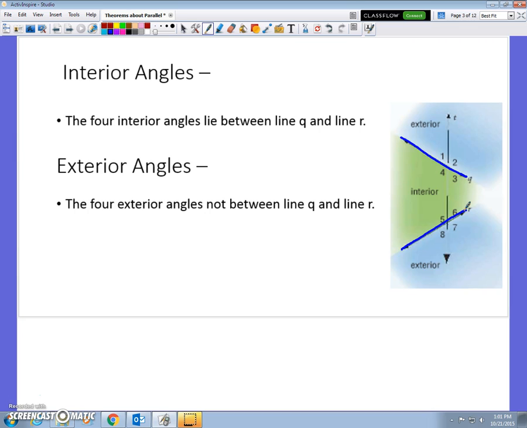Okay, the interior angles are the angles in between. So angle 4, angle 3, angle 5, and angle 6. Okay, those are all interior angles. The exterior angles are on the outside, so those would be considered angle 1, angle 2, angle 7, and angle 8. All right, so interior on the inside and exterior on the outside, basically. All right, so just a little bit of vocab so you know what I'm referring to.